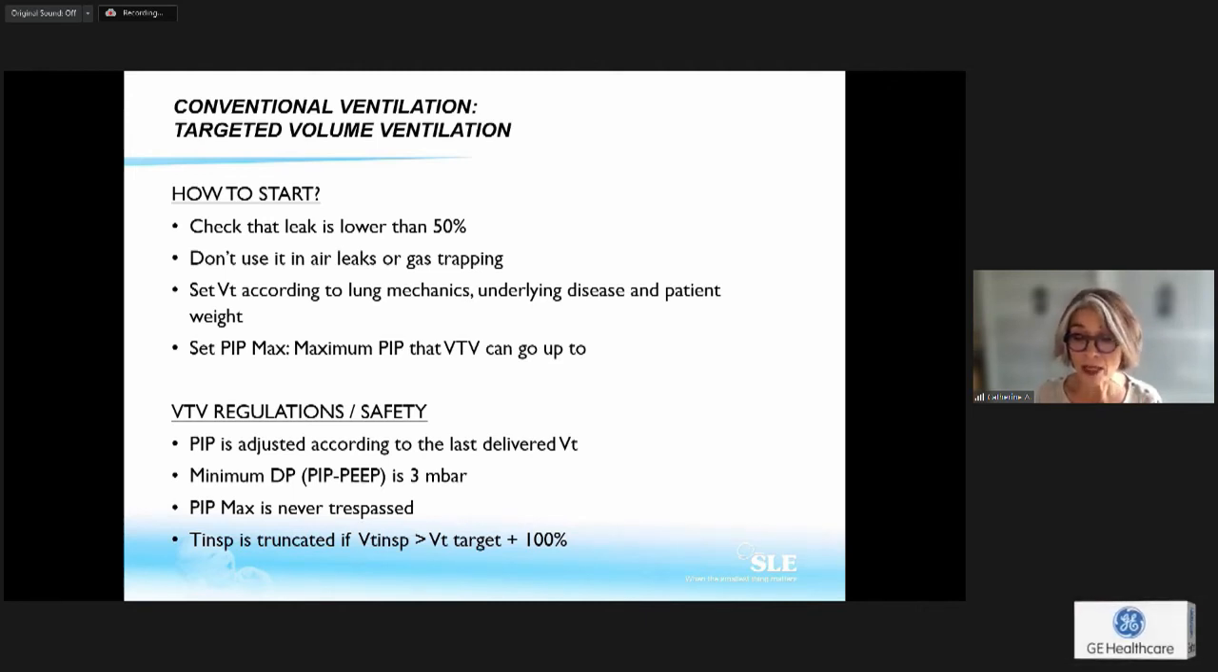But if you have a very important problem, for example selective intubation or a pneumothorax, and the ventilator needs to increase your PIP a lot, you won't be alerted if you don't have the PIP max, which limits the increase of PIP and tells you that the tidal volume is not being reached. So it's very important to see this one.